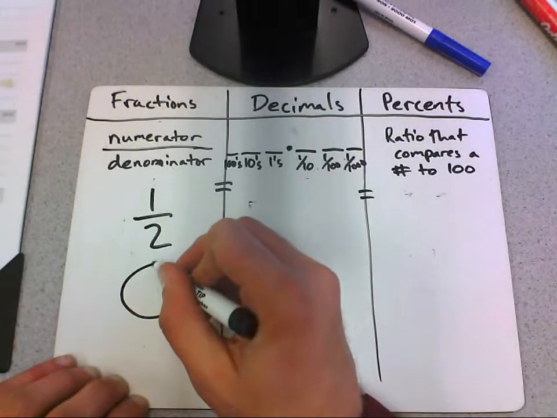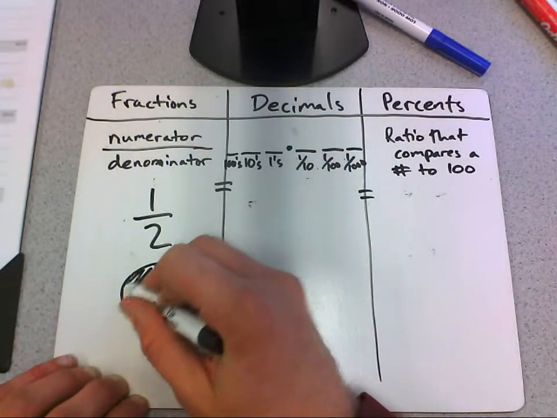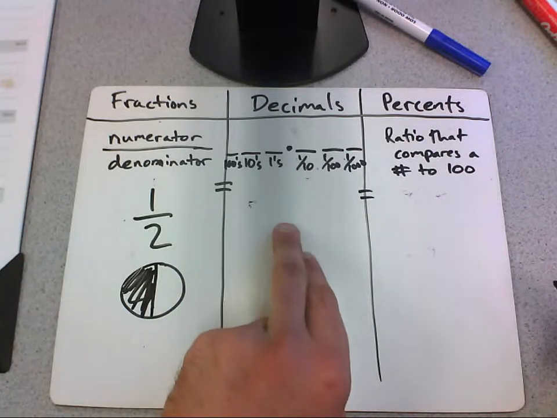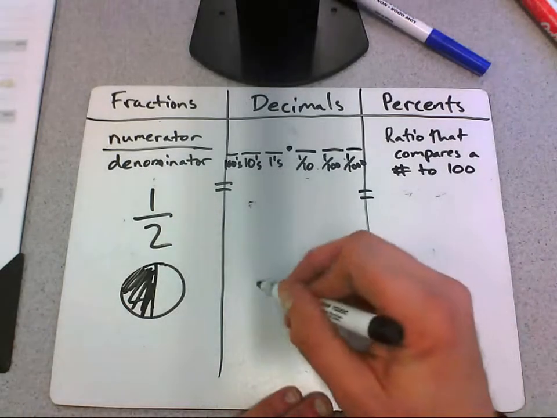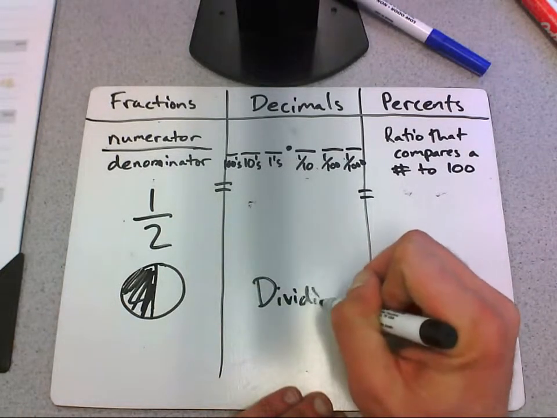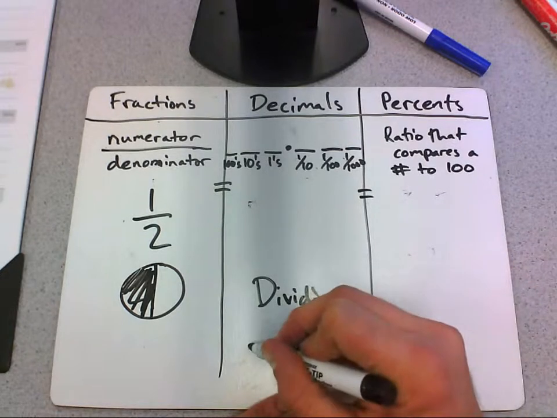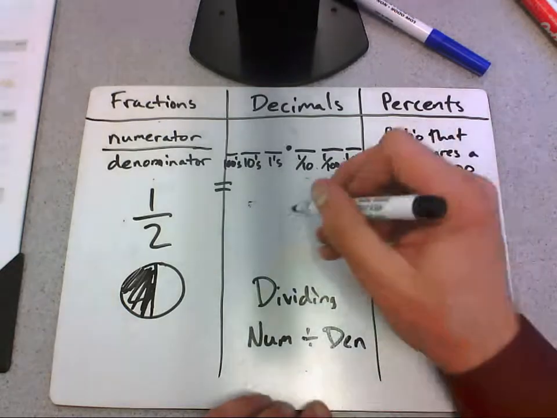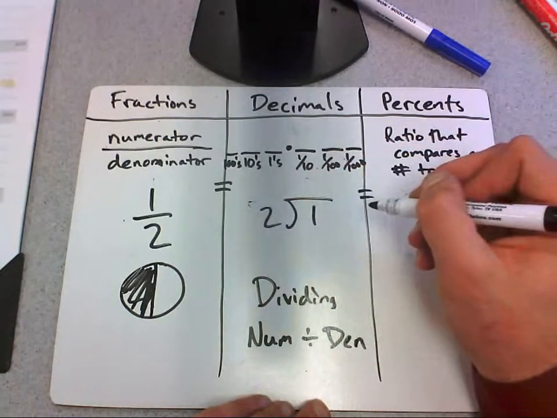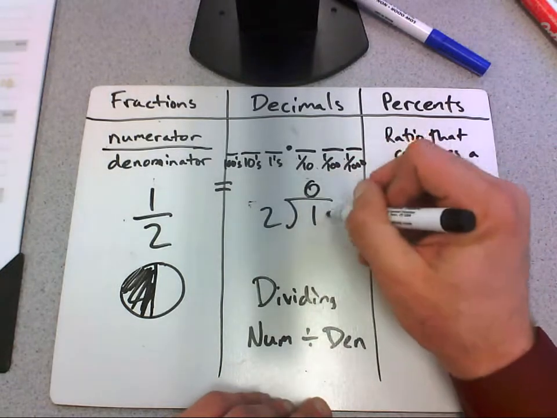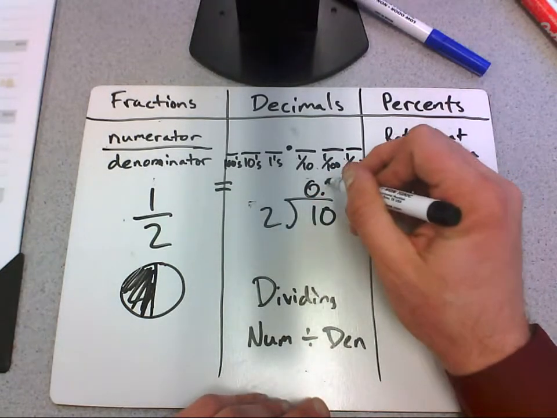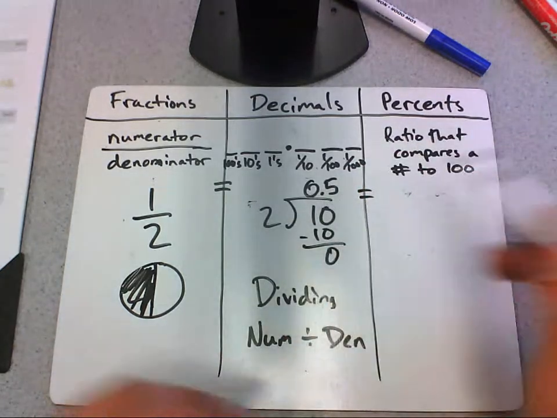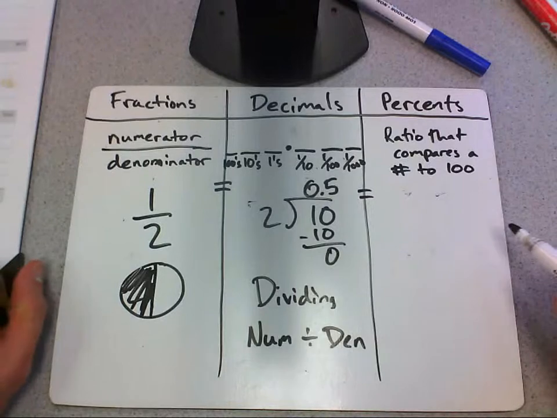We know a fraction, a 1/2, as part of a whole. There is a decimal equivalent to a fraction. We get that just by dividing the numerator by the denominator. 2 cannot go into 1. 2 can go into 10 5 times. And we get 0.5 as the equivalent decimal.